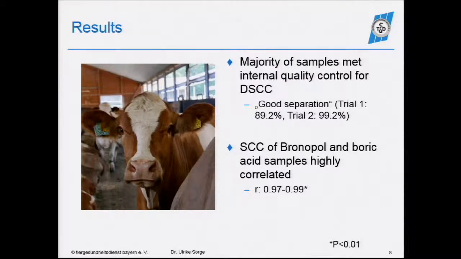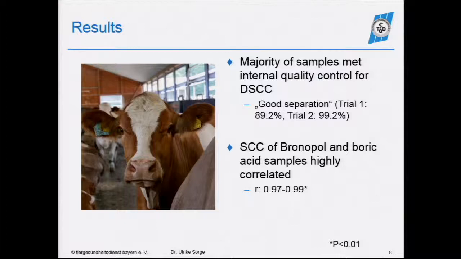When we looked at the samples, there's an internal validation. So it basically says, do I recognize the cells, yes or no? And most of the cells, as you can see in the first trial, about 90%. In the second trial, we were much better, it was a good separation. And the nice thing is, very positive: the somatic cell count, just general numbers, were very highly correlated between the gold standard of the bronopol on the one side and boric acid on the other side, also over time. So it was very nice to see this.